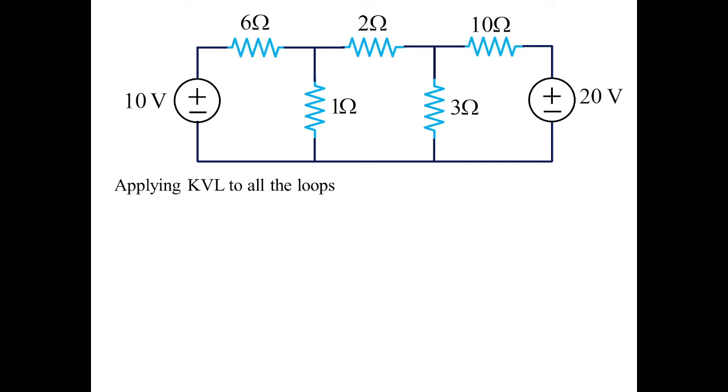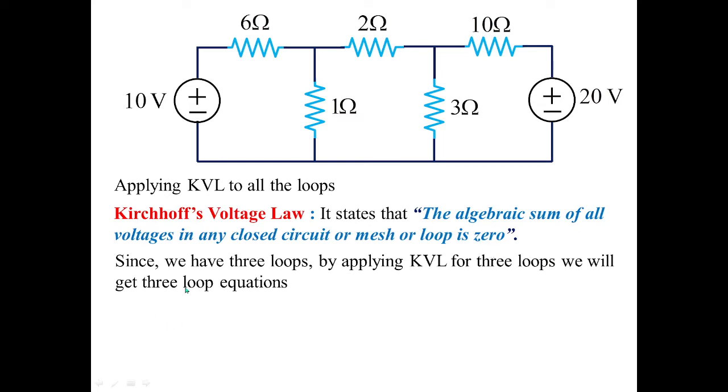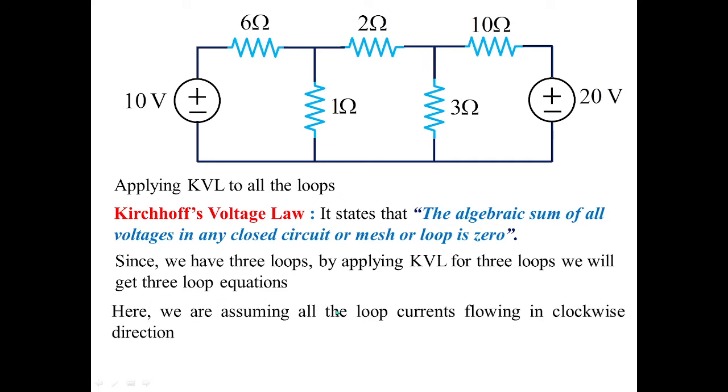Before applying mesh analysis, you should know about KVL. We have 3 loops here, so we have to apply KVL in these 3 loops. KVL is elaborated as Kirchhoff's voltage law. It states that the algebraic sum of all voltages in any closed circuit or mesh or loop is 0. Since we have 3 loops, by applying KVL for 3 loops, we will get 3 loop equations.